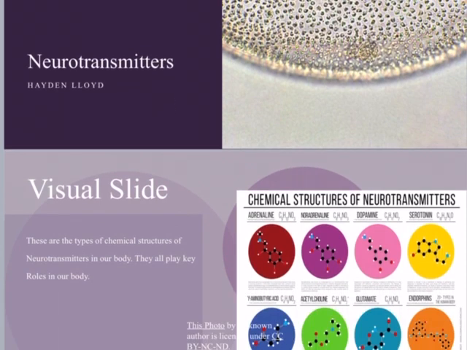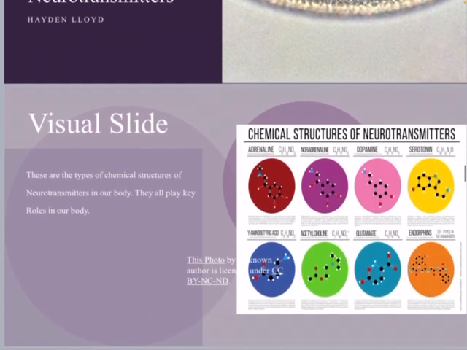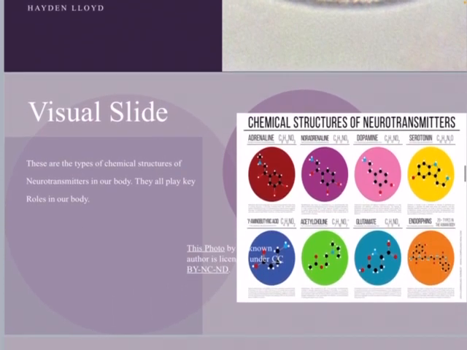Neurotransmitters. Neurotransmitters are the types of chemical structures that are in our body. They all play key roles in our body. You have adrenaline, noradrenaline, dopamine, serotonin, acetylcholine, glutamate, and endorphins.